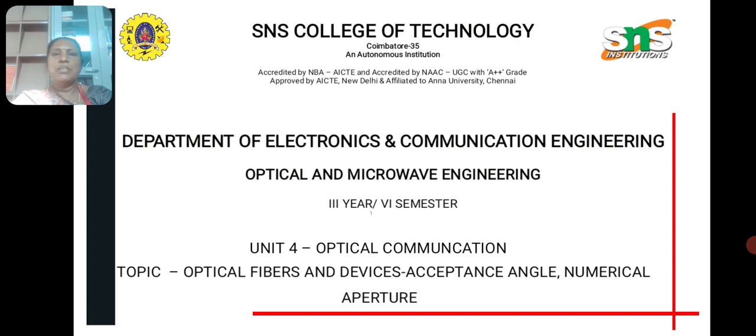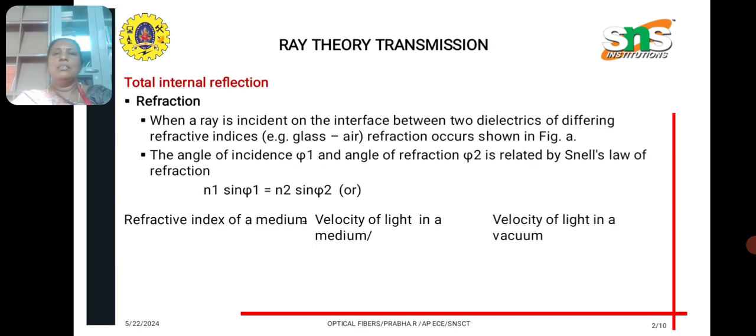In this video, we are going to see the topic optical fibers and devices: the acceptance angle and numerical aperture. These acceptance angle and numerical aperture are very important basic concepts when understanding the light propagation through optical fibers. And we know a phenomenon called total internal reflection. So this is the main cause for transferring of optical signal into the fiber.